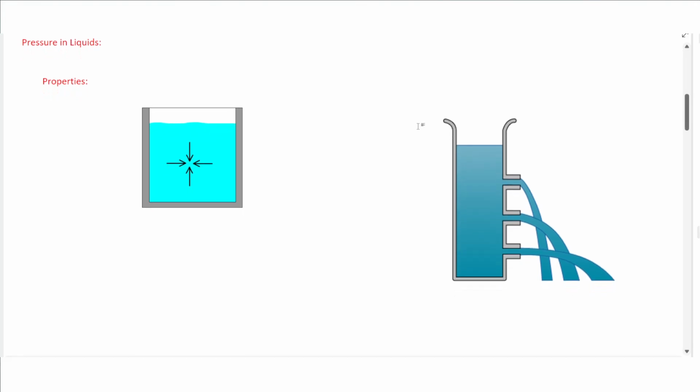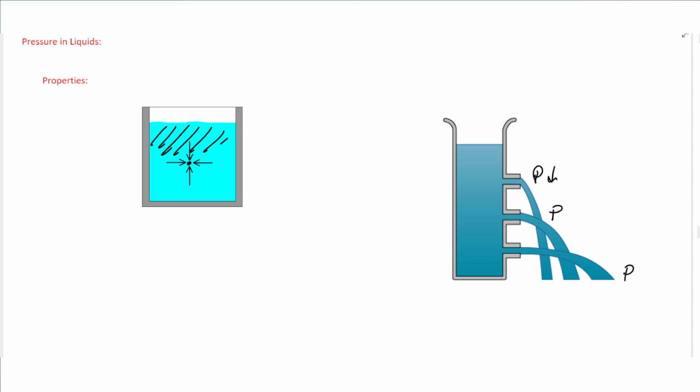The pressure in liquids is a little bit different from the pressure in solids. The pressure between solid objects depends on the direction of the force you apply, but in liquids, the pressure actually acts in all directions, even though it is due to the weight of the liquid above an object. It acts in all directions, not just downwards on the object. Also, the pressure increases as depth increases. So the pressure here is low, the pressure here is moderate, the pressure at the bottom will be the highest.